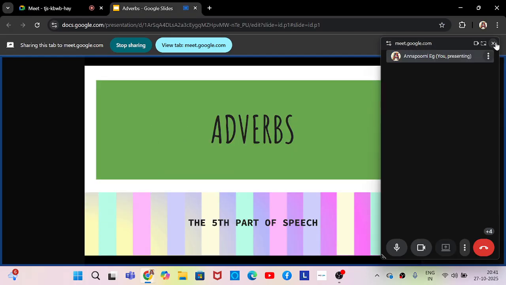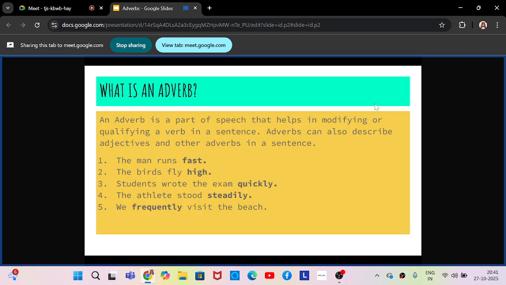Okay. So now let us see what is an adverb. An adverb is a part of speech that helps in modifying or qualifying a verb in a sentence. Also, adverbs can describe adjectives and other adverbs in a sentence. So we have already discussed this. Adverbs can not only describe verbs but also adjectives and other adverbs. Okay, so now let's go through the examples. Yes, Devasmita, you can read the 5 sentences.